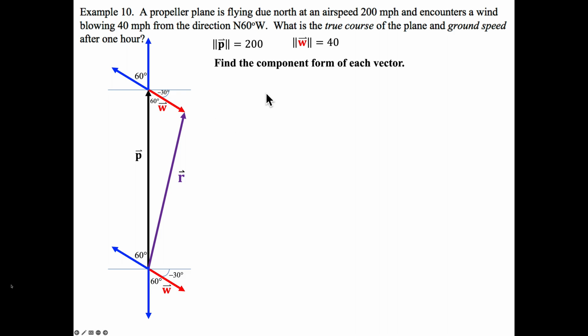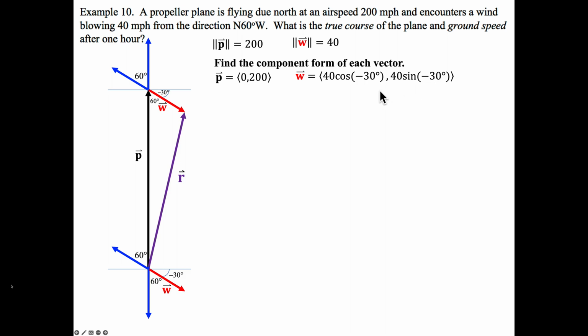All right, so find the component form of our vectors. So our plane: 0 for the x, 200 for the y component. For the wind, looking down here or here, doesn't matter, that's going to be a magnitude of 40, and we're going to multiply that by, got to use this angle right here with the x-axis. So 40 times cosine of negative 30 degrees, 40 times the sine of negative 30 degrees.